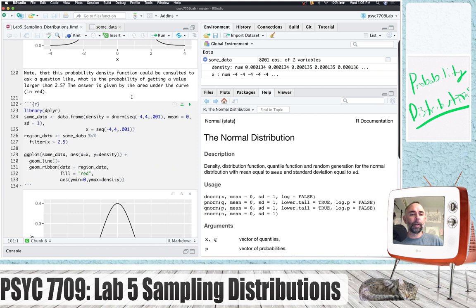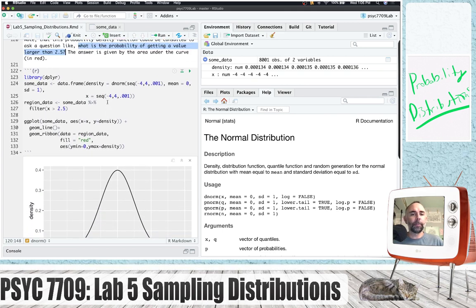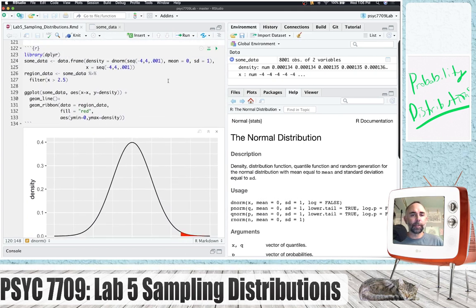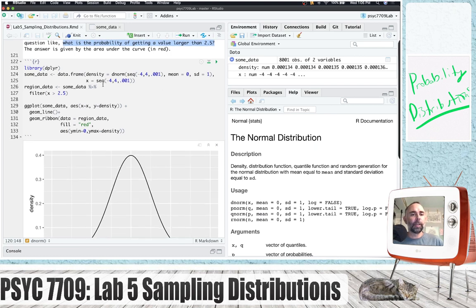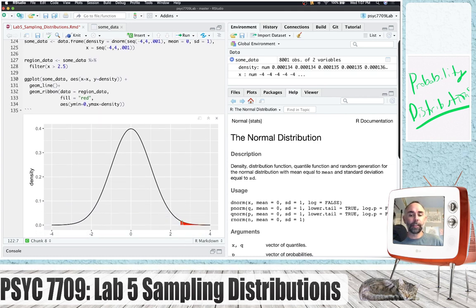So how could we use this type of distribution function to answer a question like, what is the probability of getting a value larger than 2.5? So what I've done in this example, I'm just going to make the code easier to read, is I have produced a ggplot that highlights a specific region under this curve.